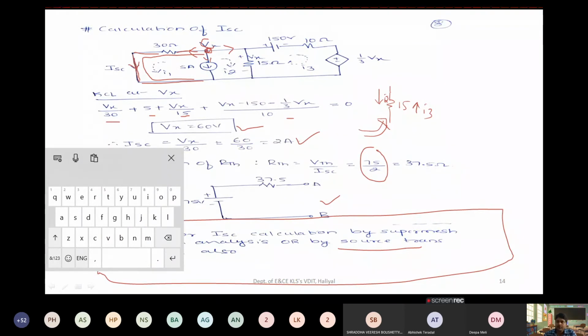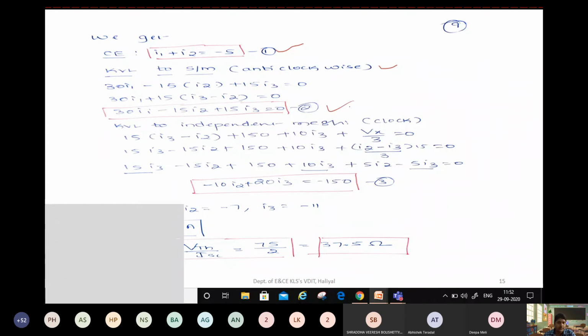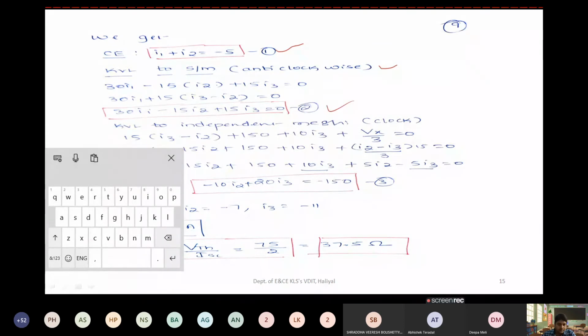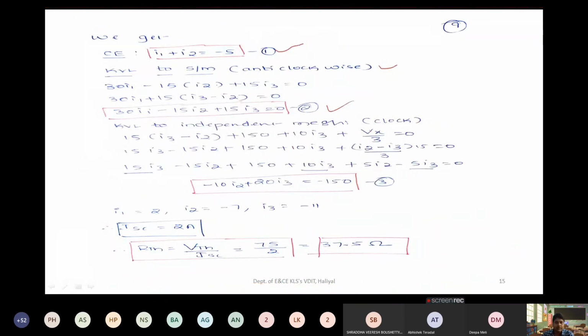Is this point clear? If you apply clockwise, what will happen? You can write plus 15 times I2 minus 15 times I3, yes or no? Okay. So in a similar way, if you go anti-clockwise, you will get this equation. And if you write KVL for the third, that is the independent mesh, you will get this equation.